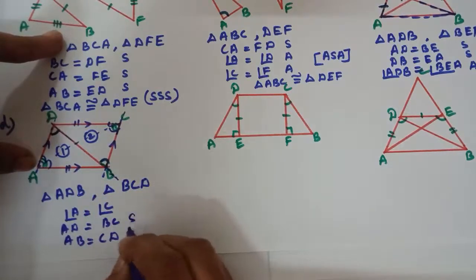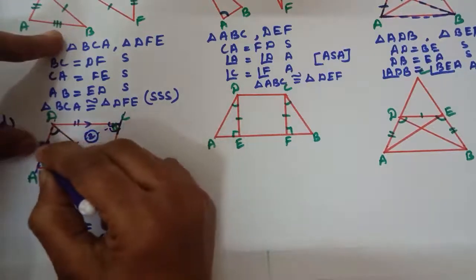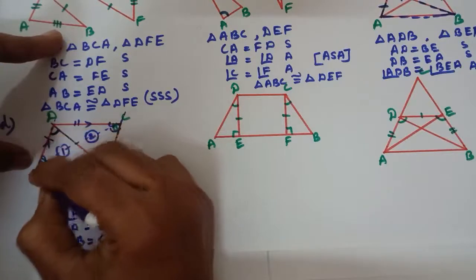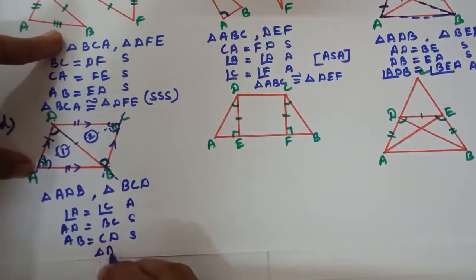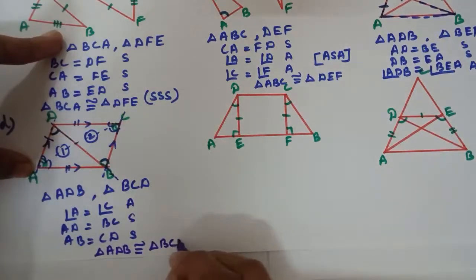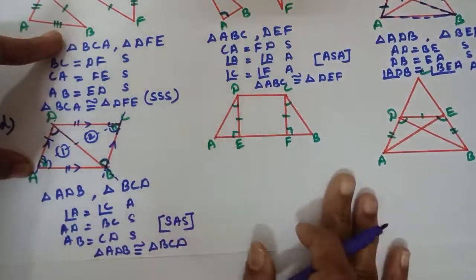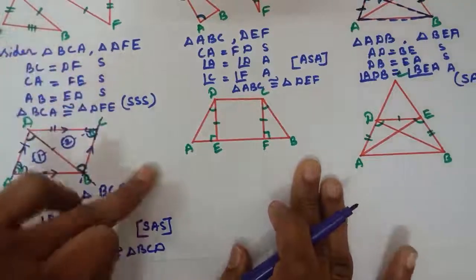This is side, this is side, this is angle. Just see the figure here. Side, angle, side. So we can say triangle ADB is congruent to triangle BCD using which congruence rule? SAS congruence rule. By using SAS congruence rule, we can say triangle ADB is congruent to triangle BCD. Is it clear? Okay.